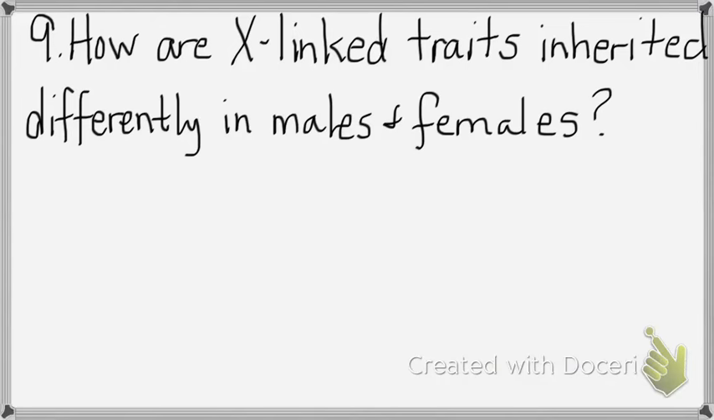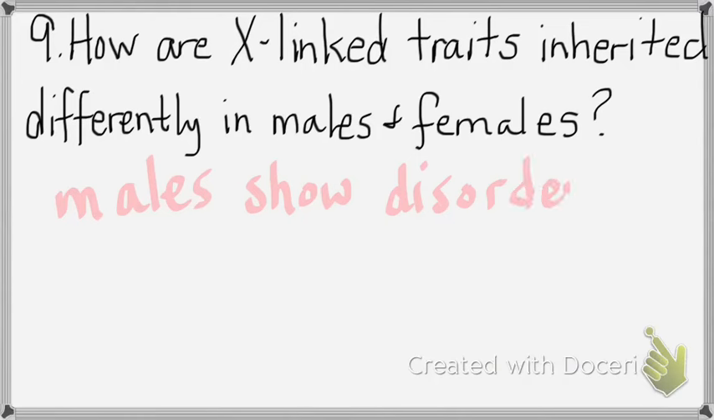So traits on the X chromosome, this is number 9, traits on the X chromosome are called X-linked traits. And they are inherited differently than just regular autosomal traits. How are they inherited differently? Like, who tends to have the disorders that are on the X chromosomes? Males. Yes, so the males have the disorders, or males show the disorders. What do females do? They carry them. It is rare to see a female with the actual disorder.